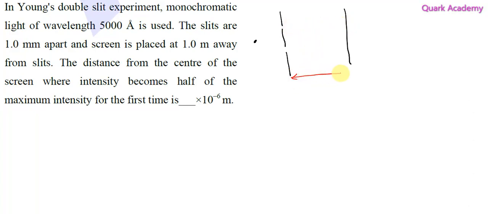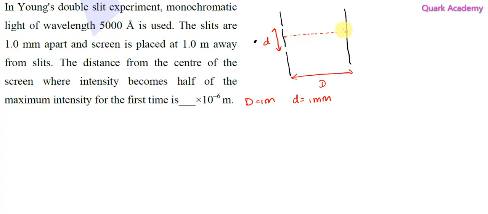Now the distance between the screen and the slits, let it be capital D, and the distance between the two slits, let it be small d. Here they have given the values of capital D, that is 1 meter, and small d, 1 millimeter. If you consider a point which is in the middle of the two slits, and you draw a straight line, you will get another point on the screen.